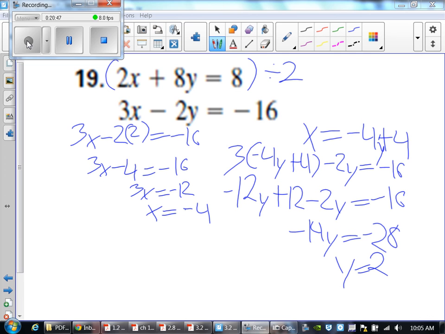If we read the chicken scratch, we got negative 4 and 2. There you go. So he used the substitution method on that one, brought it through.